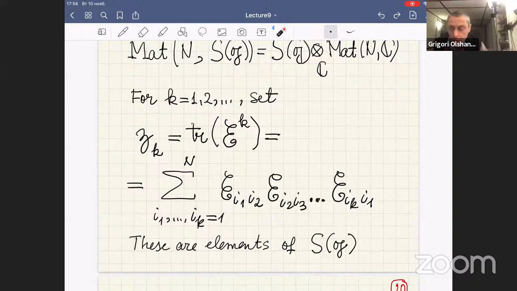Maybe any questions about this definition? Is it clear? Okay, no questions. Okay.